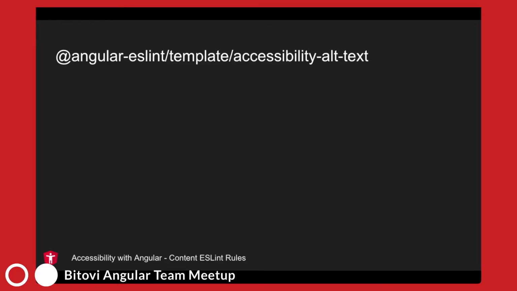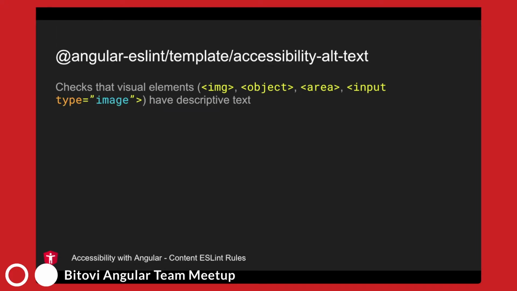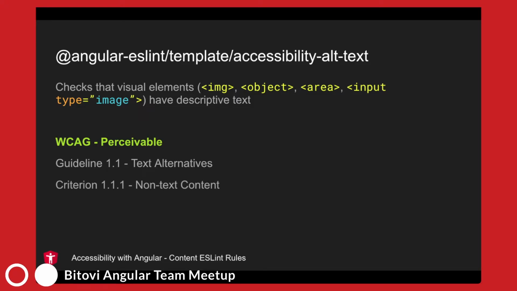So moving on to content, accessibility alt text just checks that visual elements have descriptive text. Going back to the WCAG guidelines, perceivable, so the P in POUR. Guideline 1.1, text alternatives, says that you should provide text alternatives for any non-text content so that it can be changed into other forms that people need. So this rule helps encourage that. And then there's success criterion 1.1.1 that says that all non-text content that is presented to the user needs to have a text alternative that serves an equivalent purpose. And a link to that stuff.